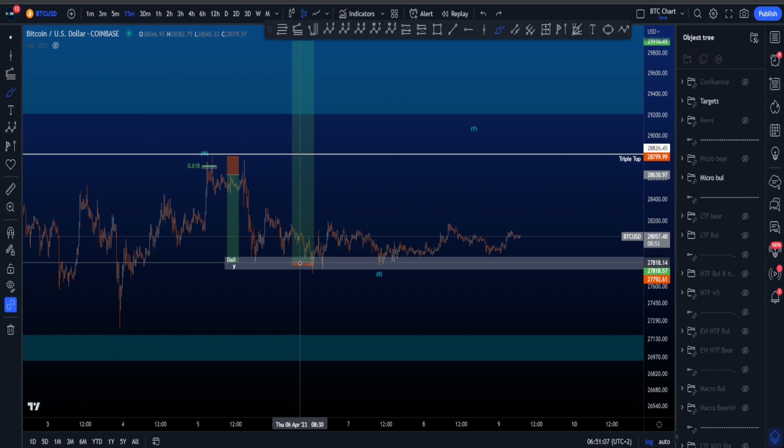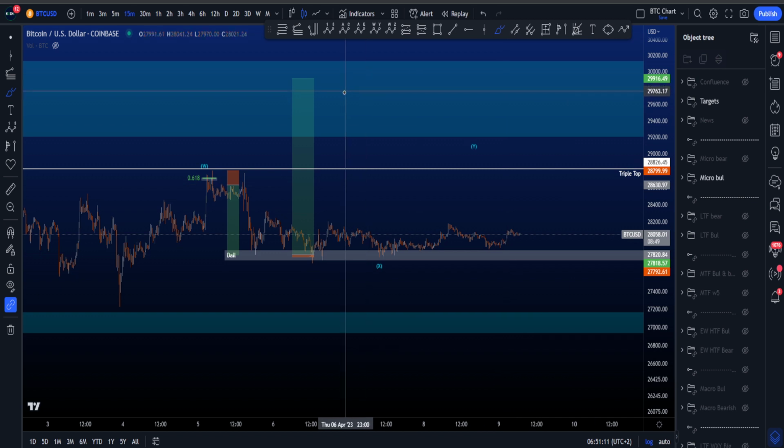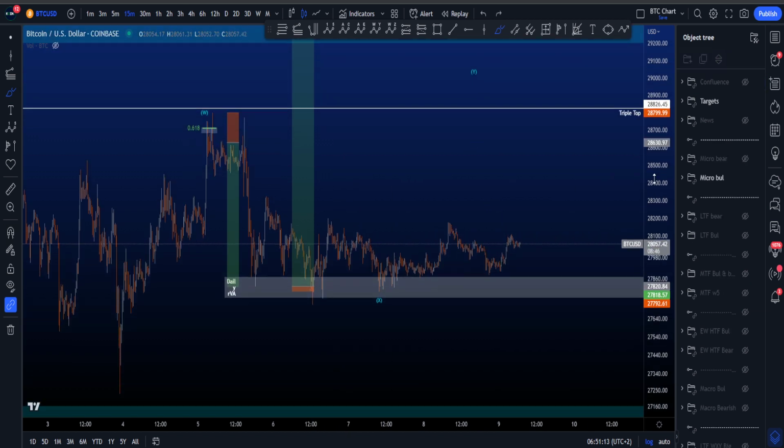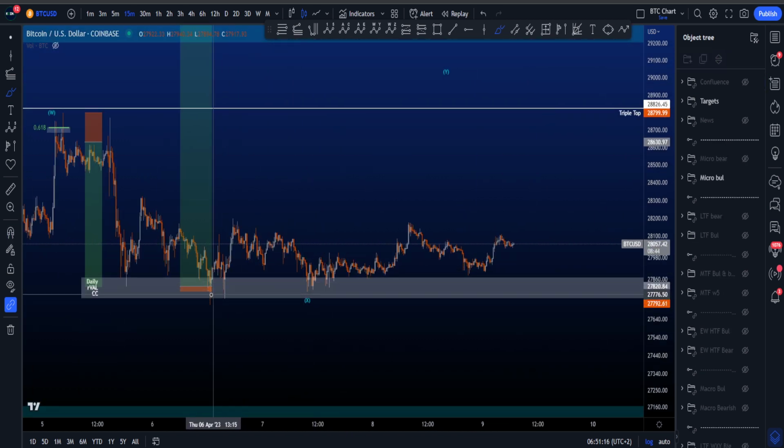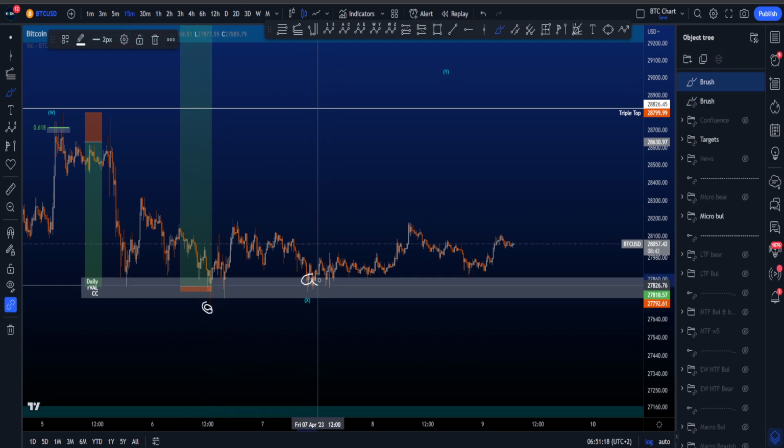So the potential long setup was to enter the longs in this area, stop loss below this low, for then the move to the upside to like 30k. Eventually moving the stop loss below this low over here when we came down again.